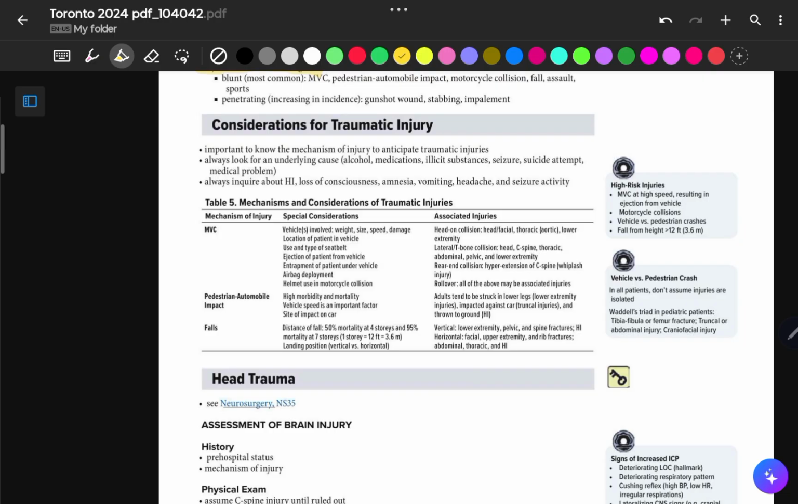Next we're going to talk about high risk injury. Examples of high risk injury are a motor vehicle collision at high speed resulting in an ejection from the vehicle, or motorcycle collisions, or vehicle versus pedestrian crashes, or a fall from a height of more than 12 feet, which means more than 3.6 meters. Those are high risk injuries.